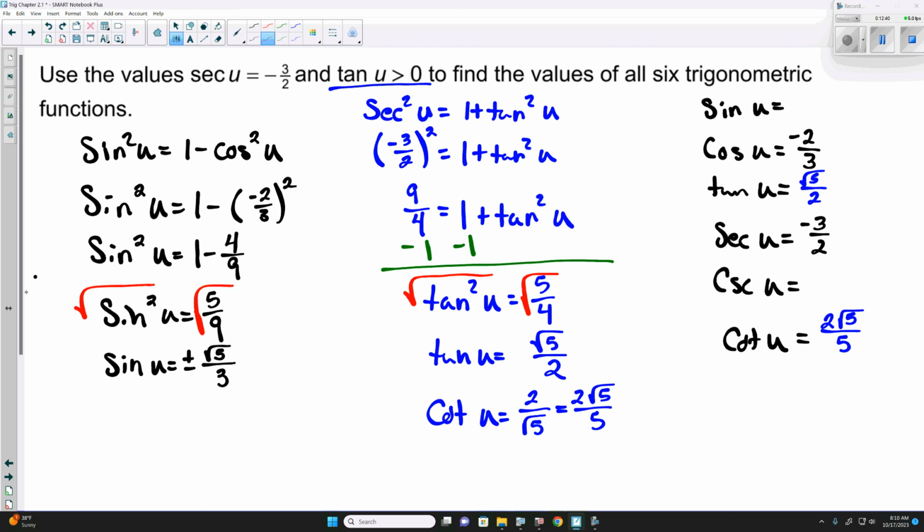It's actually not, funny enough. And I'll explain that here in a second. But I think we're both caught up, yes? Now, it is tempting to say that this is going to be positive, but we said tangent was positive. The only way tangent can be positive is if sine and cosine are both positive or both negative. And since cosine is negative, sine has to be negative. So for us here, sine of u is negative square root 5 over 3.